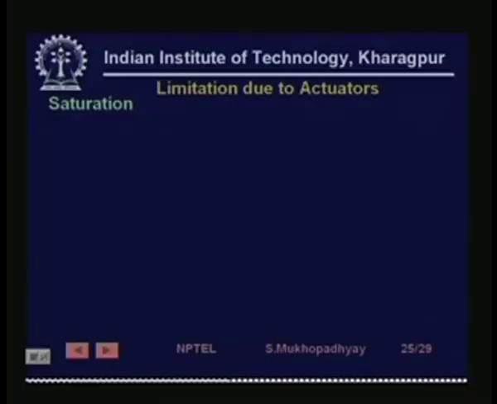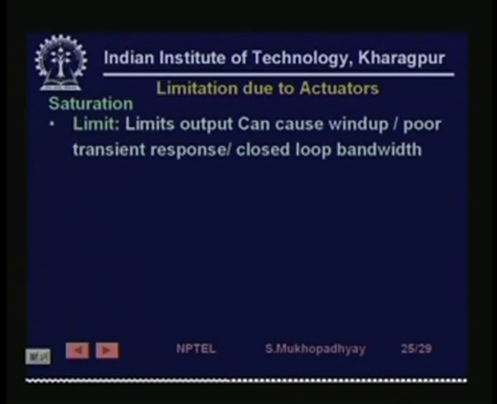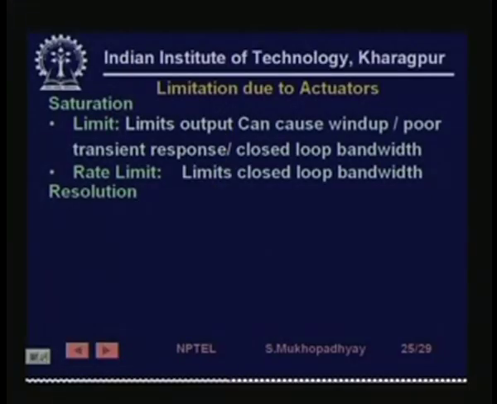Similarly, for actuators you can have saturation. Saturation will actually limit transient response, because how do you move a system fast? By giving it a lot of input, and by giving it fast. So, you need good input and you need high rate limits, that is, you can jack up the input very fast. So, if you have any of these limits, then you cannot push the plant hard enough and you lose in transient response or closed loop bandwidth.